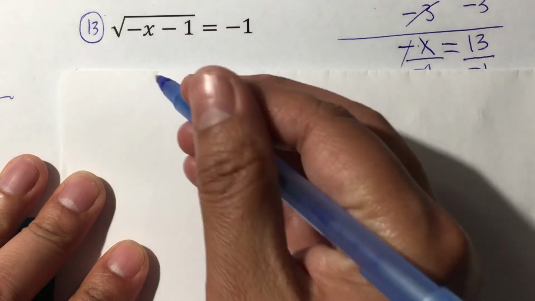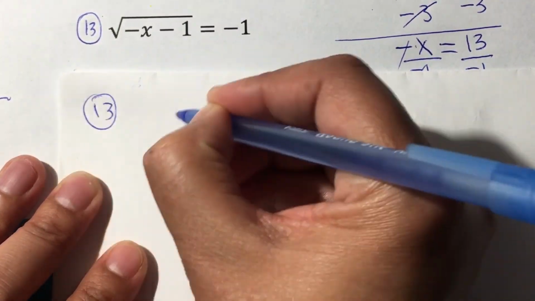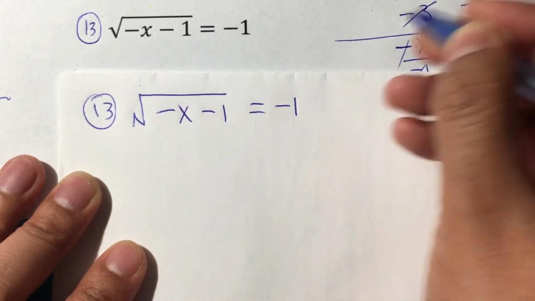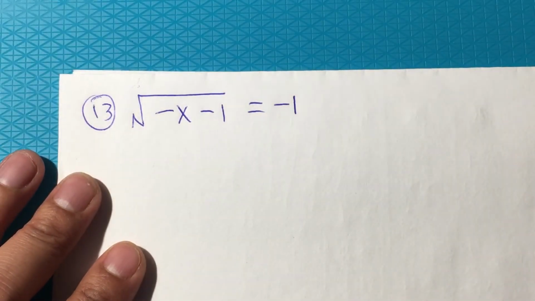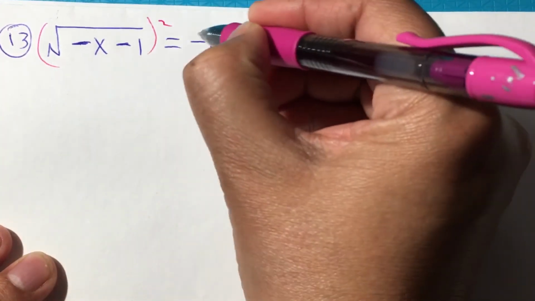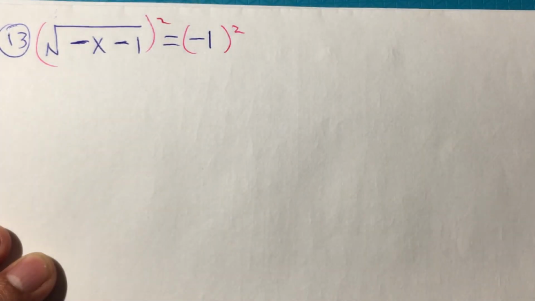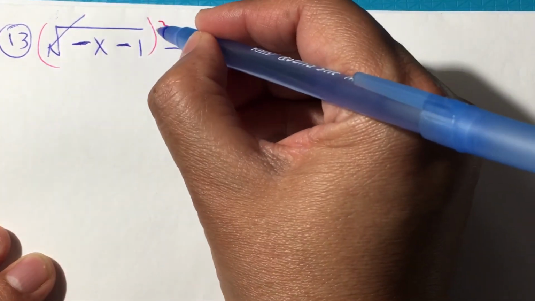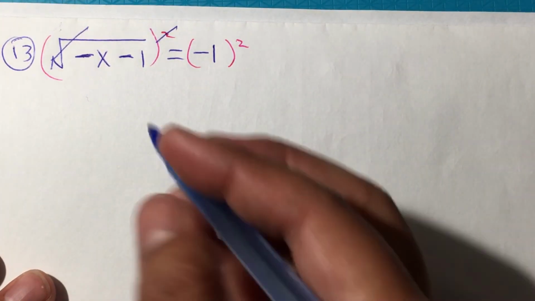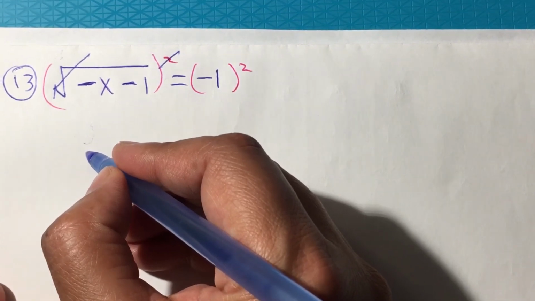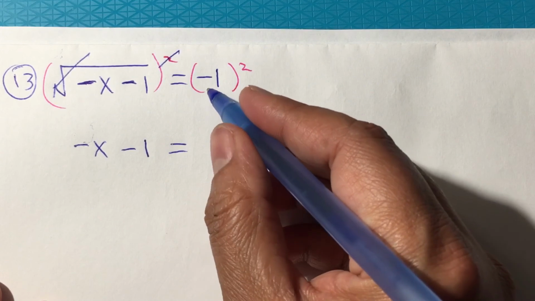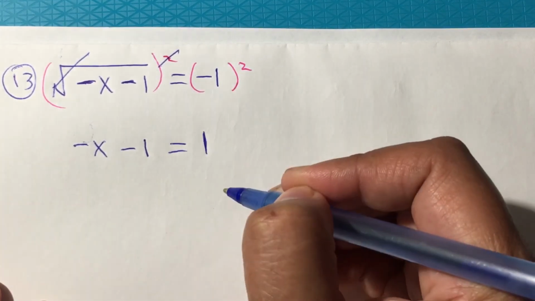For number 13, I'm going to need more space. So 13, the square root of negative x minus 1 equals negative 1. Let's get this out of the way. And so the first thing that we are going to do is square both sides. And the square root cancels with the square. We get negative x minus 1 equals negative 1 times negative 1, which is positive 1.